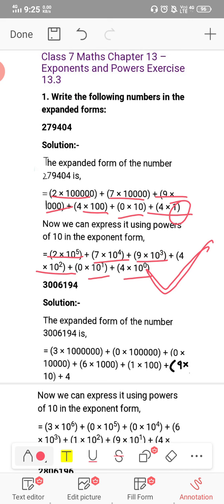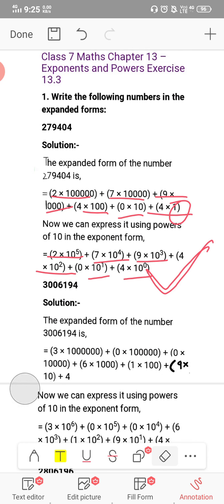Now the second part is 30,06,194. So for this we can write it as 3 into 10 lakhs plus 0 into 1 lakh plus 0 into 10,000 plus 6 into 1,000 plus 1 into 100 plus 9 into 10 plus 4.